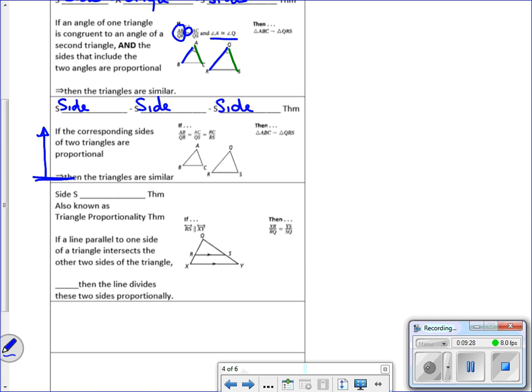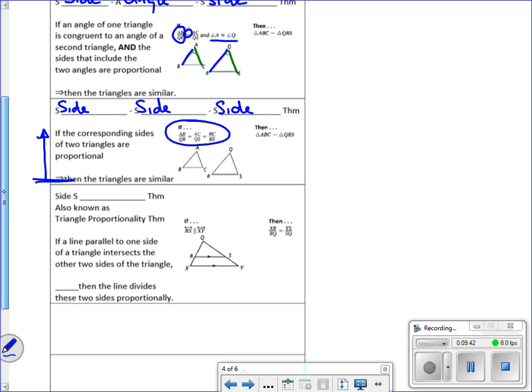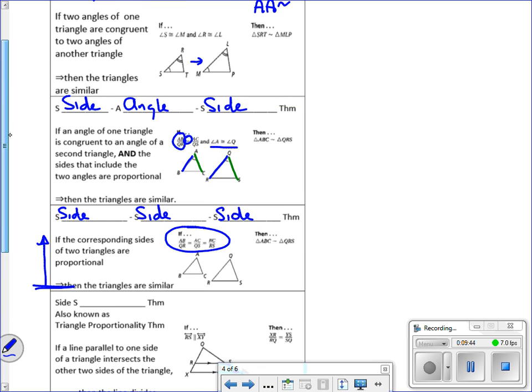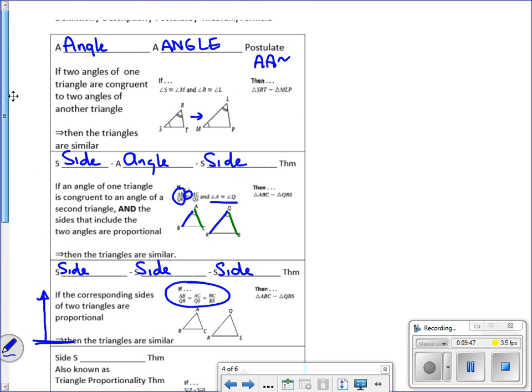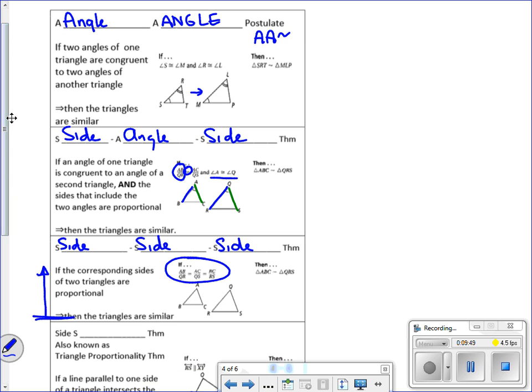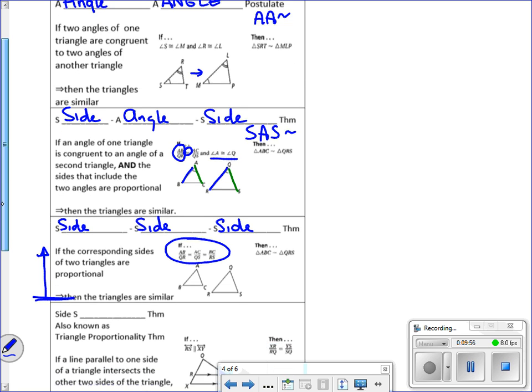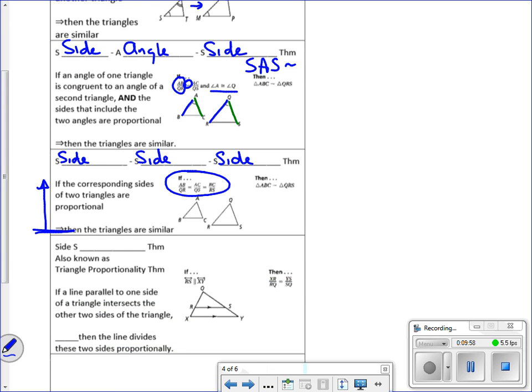Side, side, side. Basically, the ratios between corresponding sides all have to be the same ratios. They all have to reduce down to the same number, right? So we have side, side, side similarity. We have side angle side similarity, and angle angle similarity. Let me go ahead and write in the shortcut abbreviation: side, angle, side. You'll always have to put the similarity in there, otherwise it's assumed to be the shortcut for congruence, okay? And then we have side, side, side, similarity. All right.